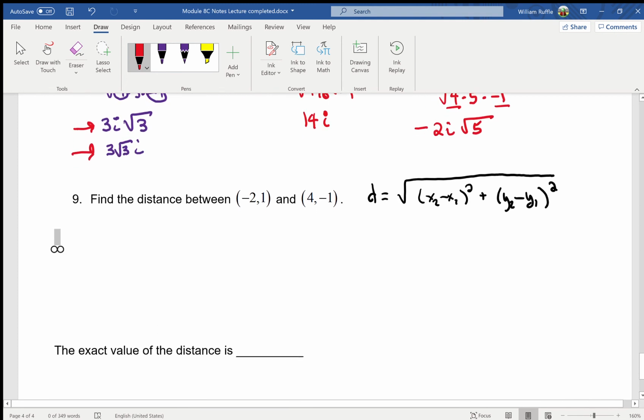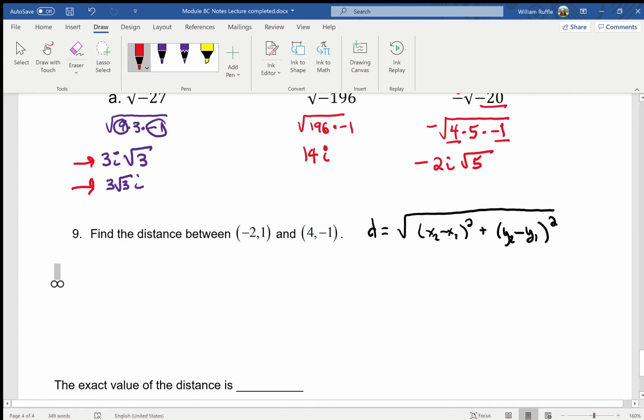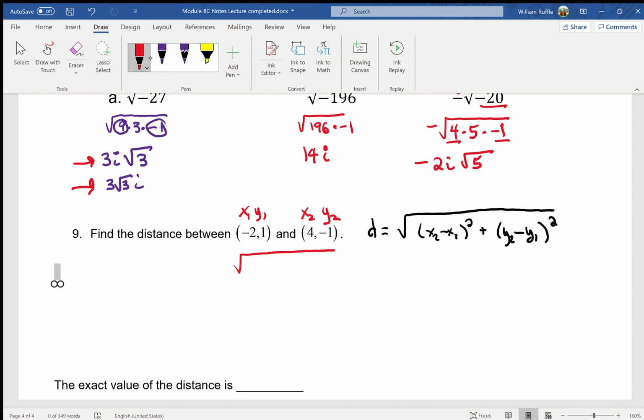This is the last question, I believe. It's using just the distance formula, and I rewrote it down here for you so it's a little bit easier to do. And if you remember, it's very similar to finding slope. This is x1, y1. This is x2, y2. And you just put it into the equation. So it's going to be the square root. X2 is 4. X1 is negative 2. I'm going to square it. Plus y2 is negative 1 minus 1 squared. Extend that out a little bit.